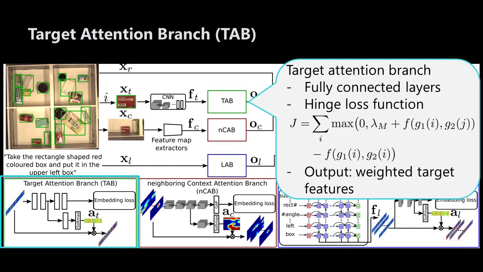Target cropped image is processed by a CNN followed by the target attention branch. This branch is composed of fully connected layers and maximizes the cosine similarity through a hinge loss function between the target features and the instruction. The attention branch emphasizes the salient part of the target features that are related to the initial instruction.